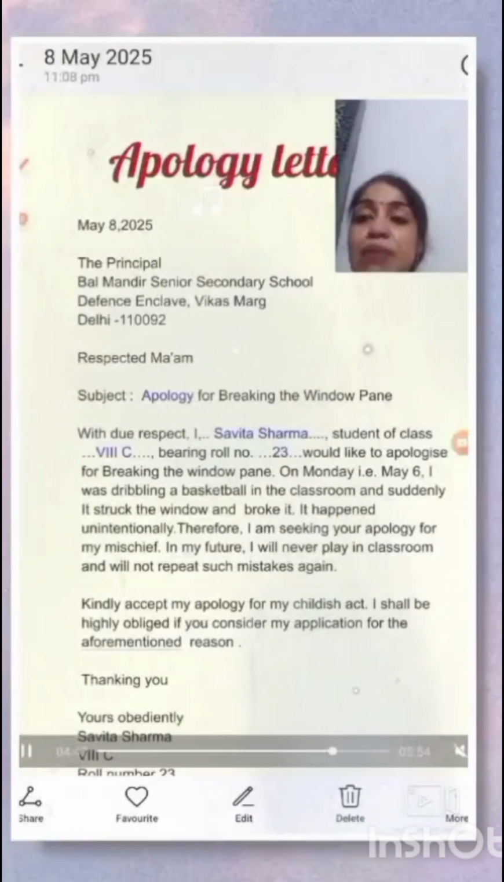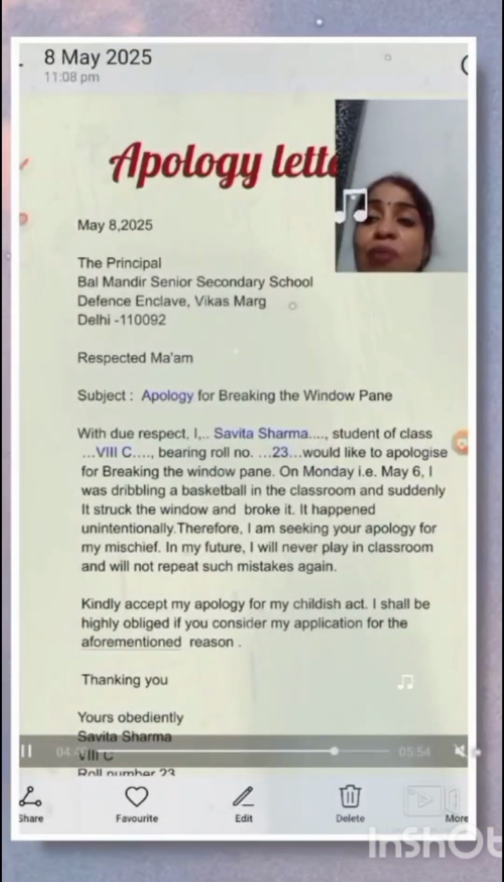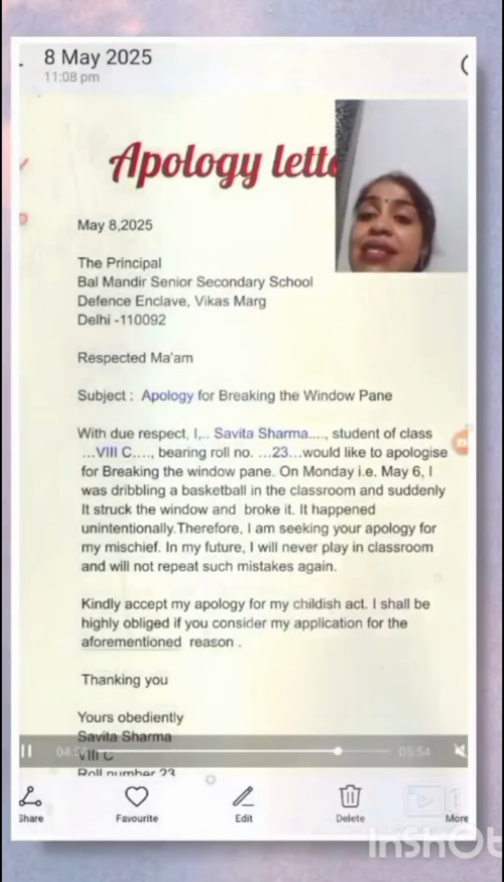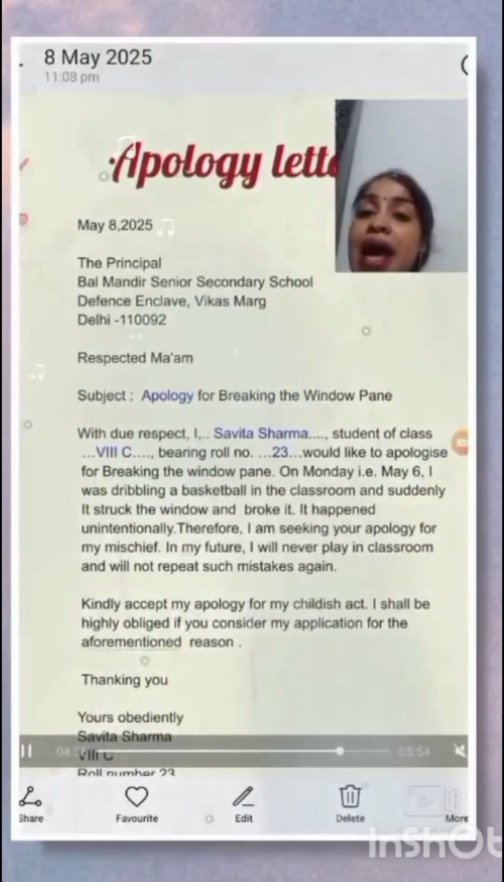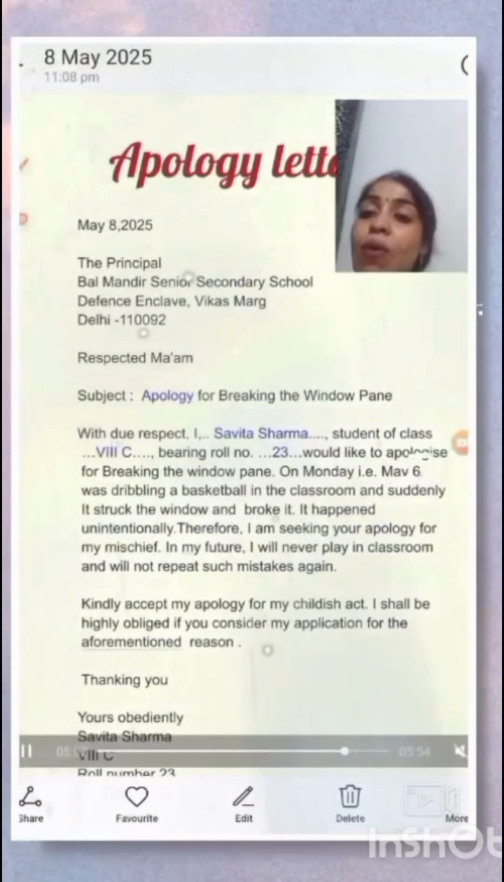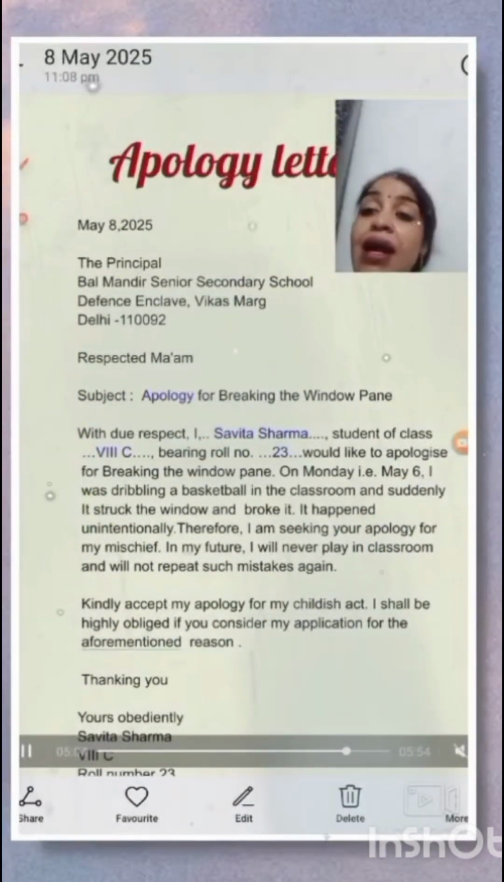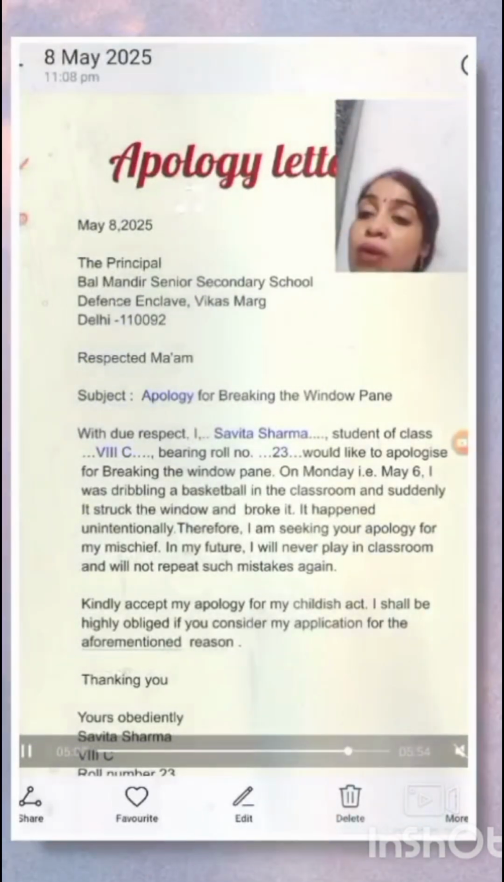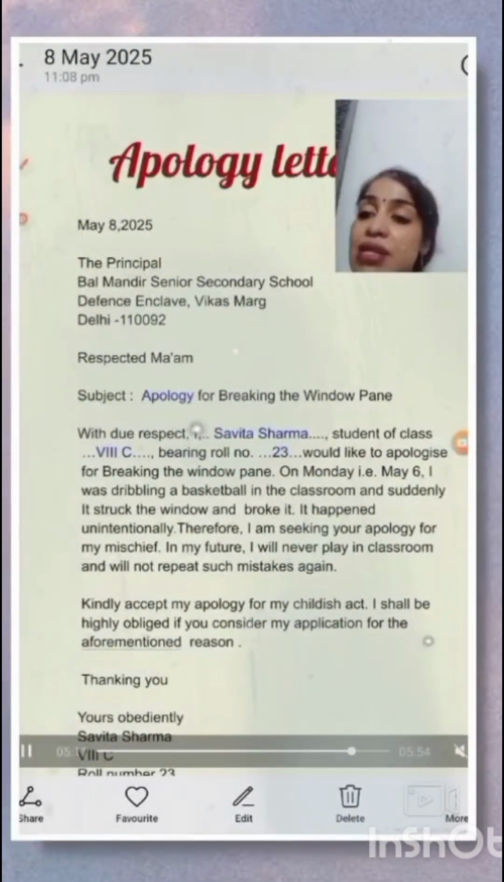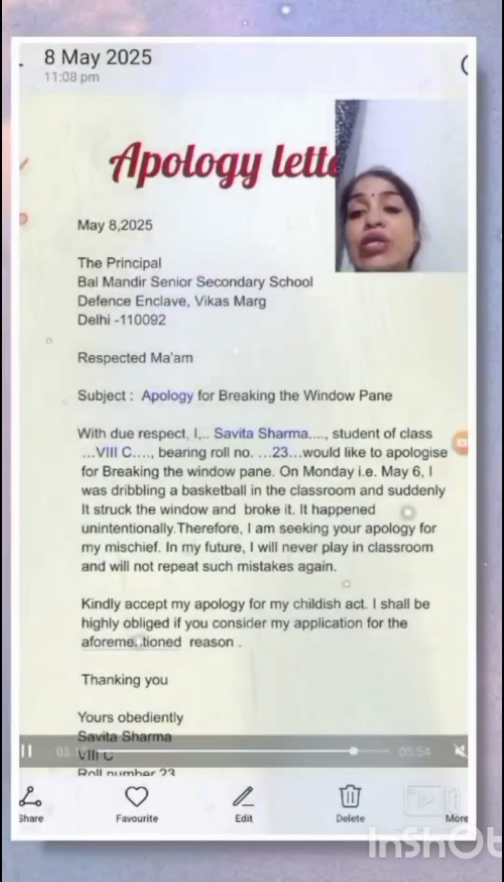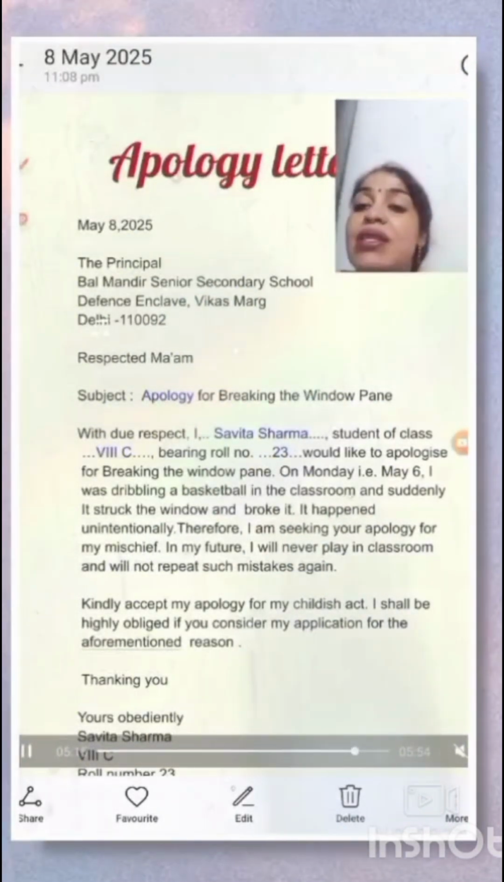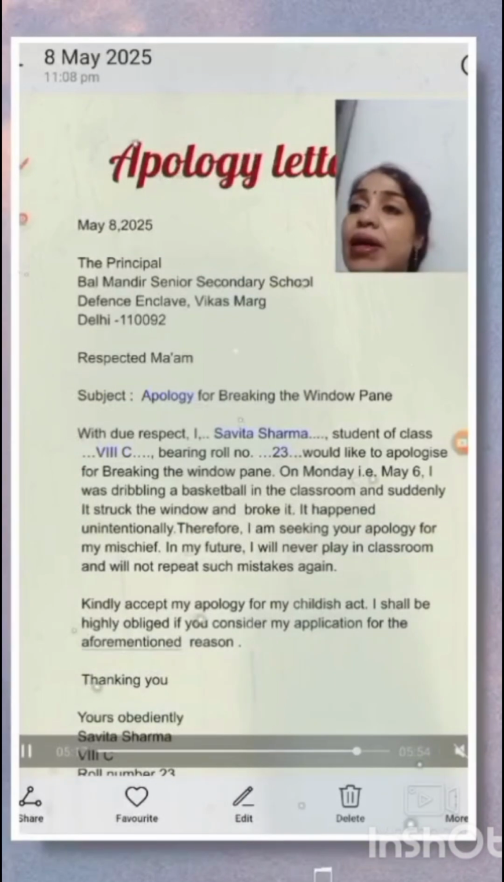So if I'm reading this application for you, here you can say, with due respect, I, Savita Sharma, student of class 8C, bearing roll number 23, would like to apologize for breaking the window pane on Monday. That means you have to mention the date and time, or day also, and then the reason, but you will not extend all the things, all the stories. And you have to mention that in future you will not repeat this mistake. Only then will your teacher accept your application, that in future you will not repeat it again.